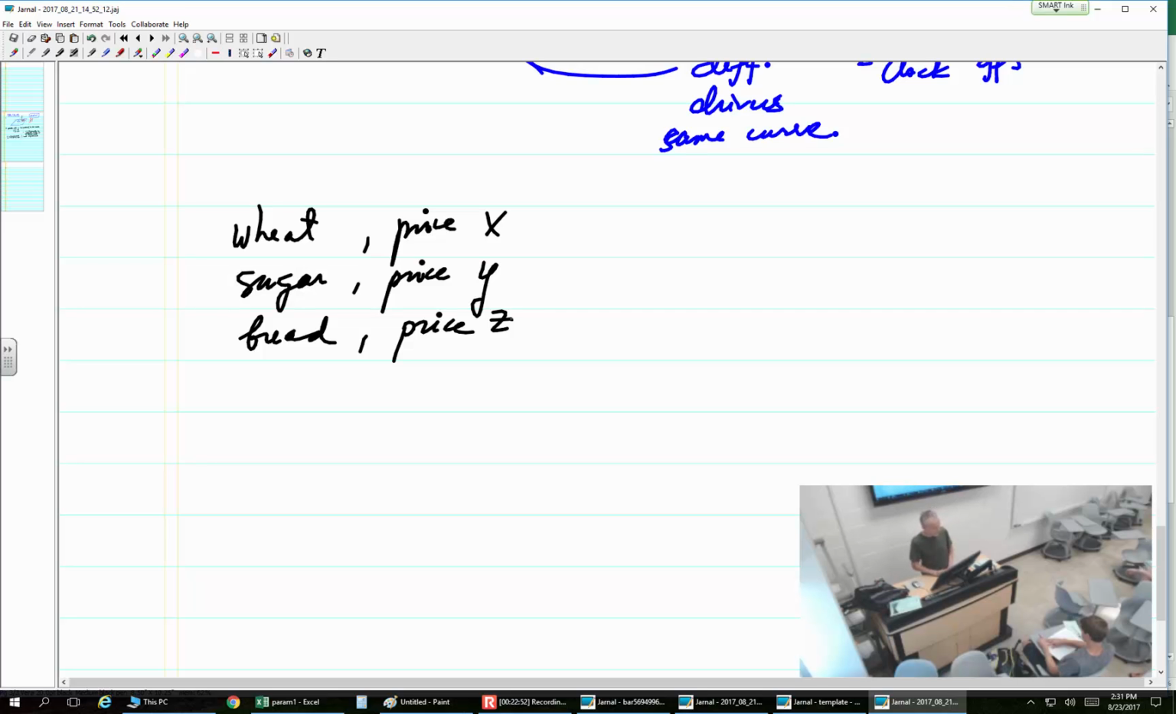Suppose we don't know anything about the actual economics, but common sense. What does common sense tell you about the relation between these? Probably a correlation. The higher the price of wheat, the higher the price of bread, and the same for sugar. So in other words, Z depends on X. The price of bread will depend on the price of wheat. It will also depend on the price of sugar. There is some sugar in bread, right? So the price of bread depends on wheat and sugar.